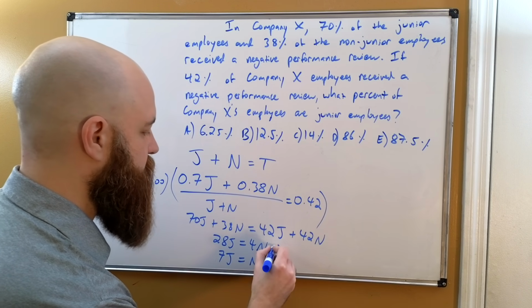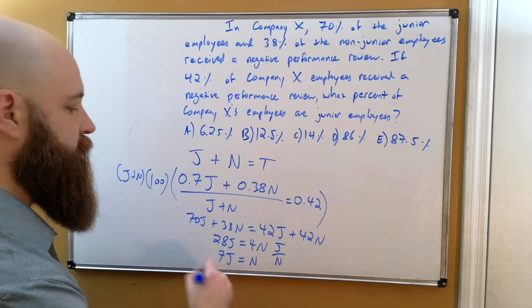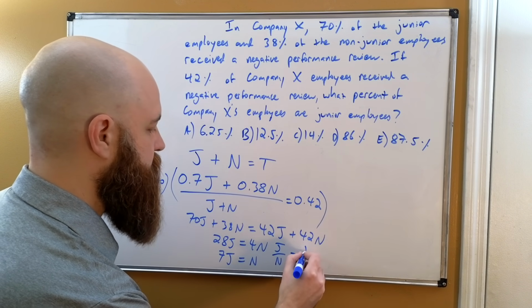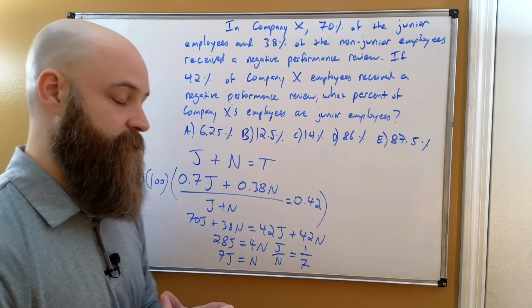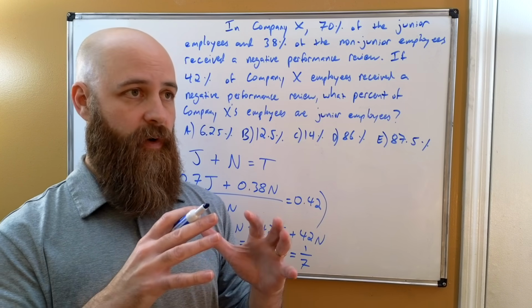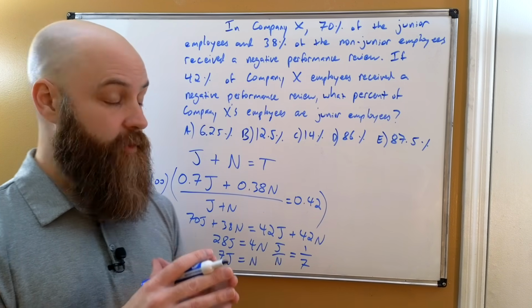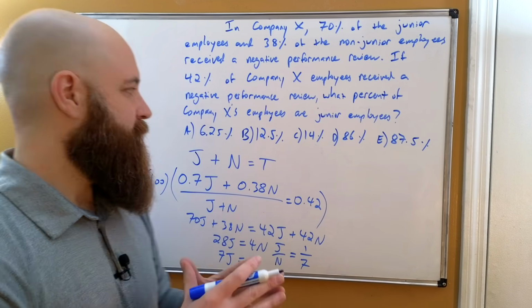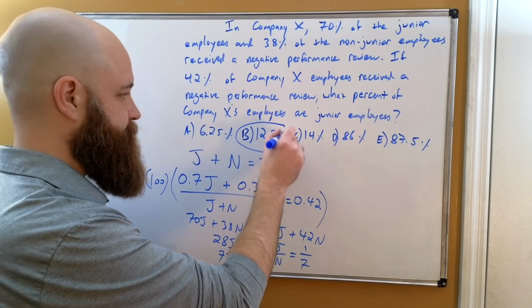Okay, I want to find the ratio of J's to N's. So get the N over on the left. J over N equals 1 over 7. Okay, if the number of J's to N's is 1 to 7, then J over total would be 1 over 8. 1/8 is 12.5%.